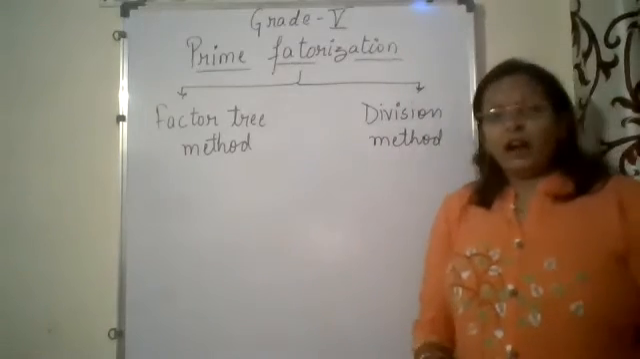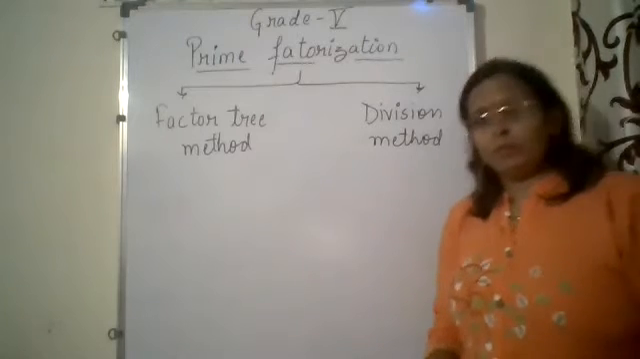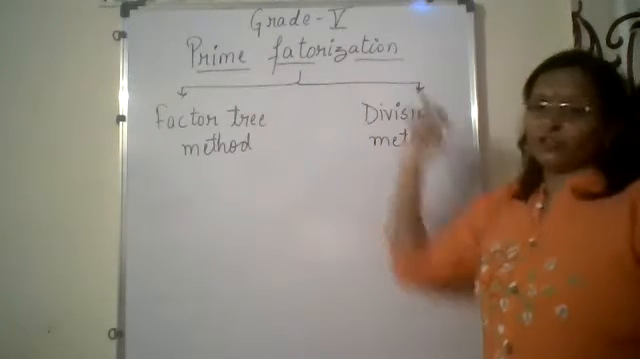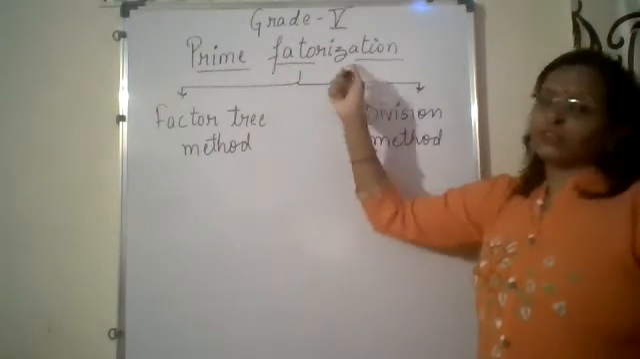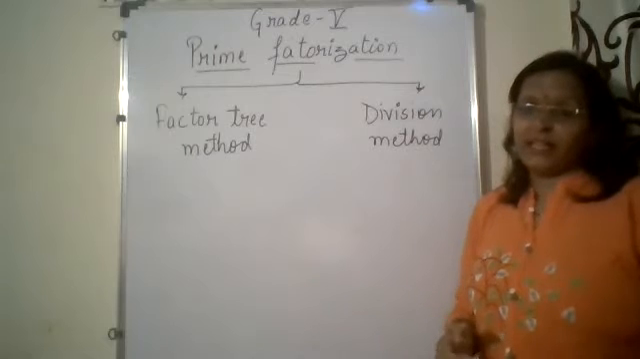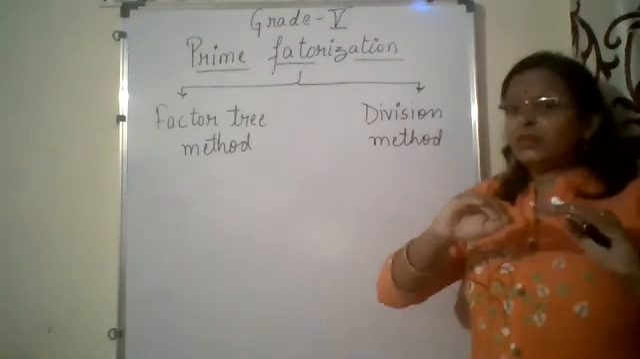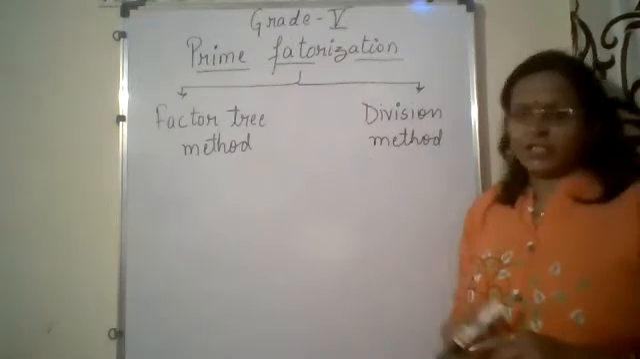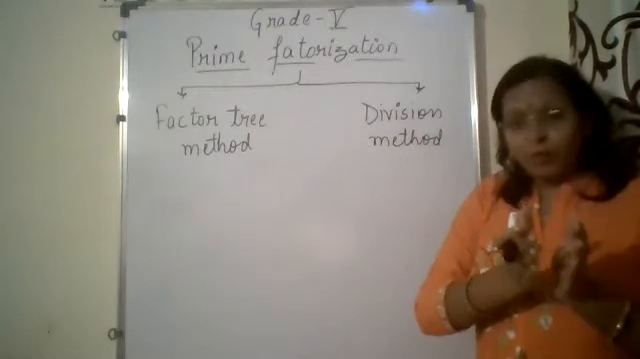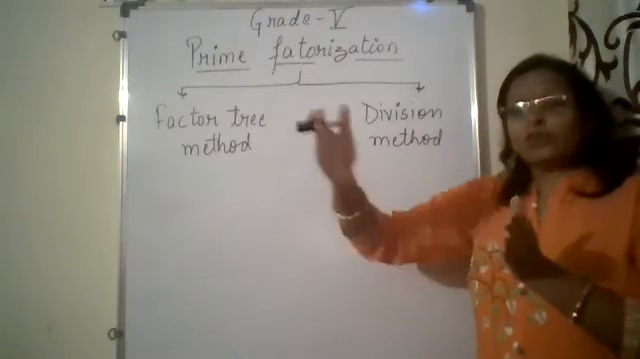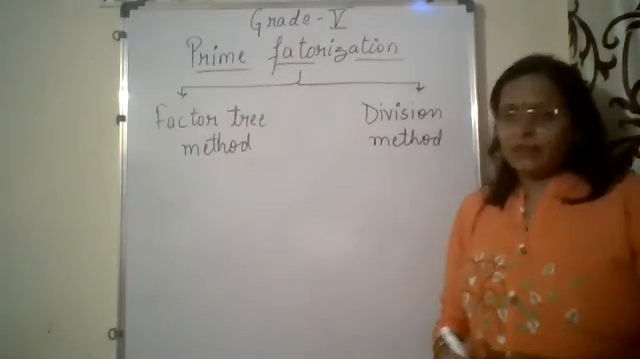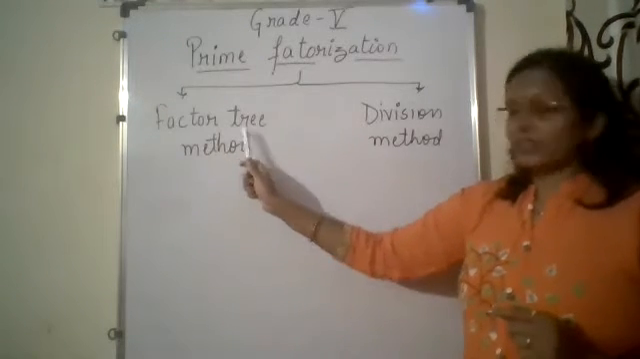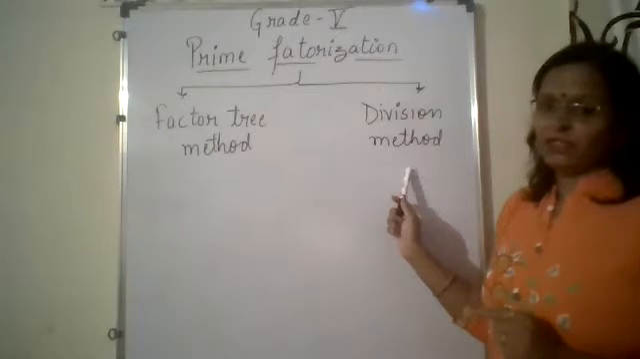So students, after understanding prime and composite numbers, now let's learn what is prime factorization. Prime factorization is a method of finding or splitting a number into the product of prime numbers. So basically, prime factorization is splitting a composite number into the product of prime numbers, right? There are two methods of doing it. Number one is the factor tree method, another one is the division method.